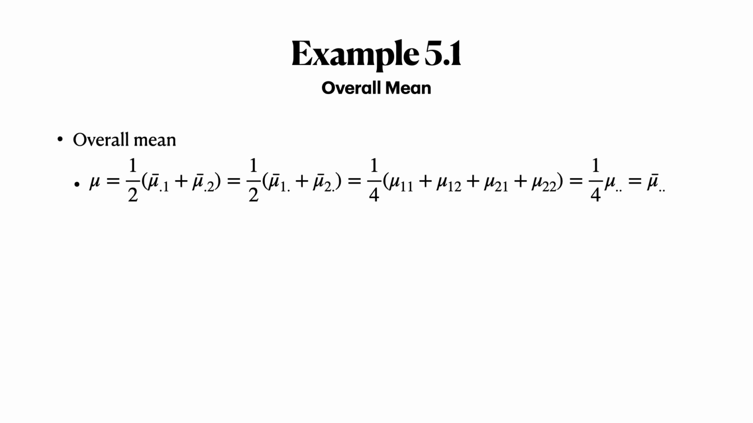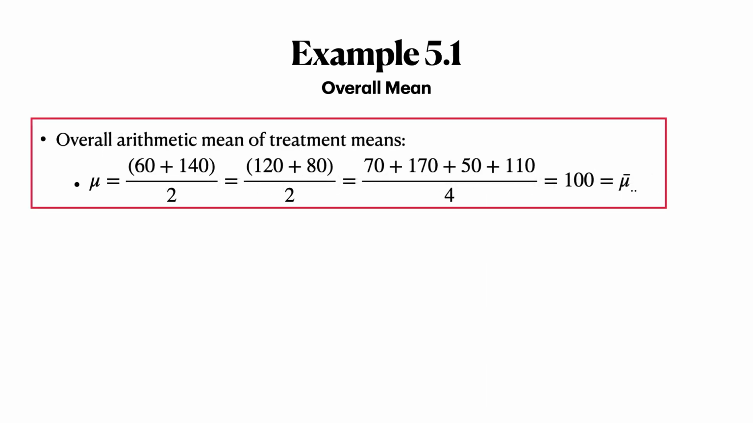All right, and then we can call that not only mu, but to reinforce how we're actually calculating, we can denote this as mu bar dot dot. The bar signifying that we're taking an average, and the dot dot in the subscripts indicating that we're averaging over both i and j. And so the overall arithmetic mean of the treatment means turns out to be 100. And again, all three of these calculations return the same value.